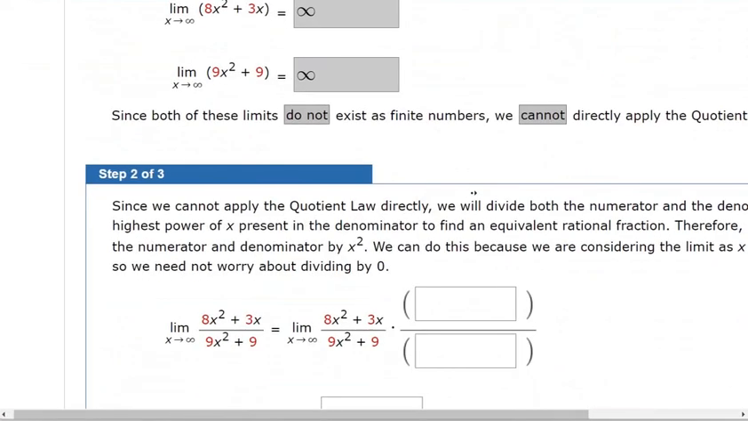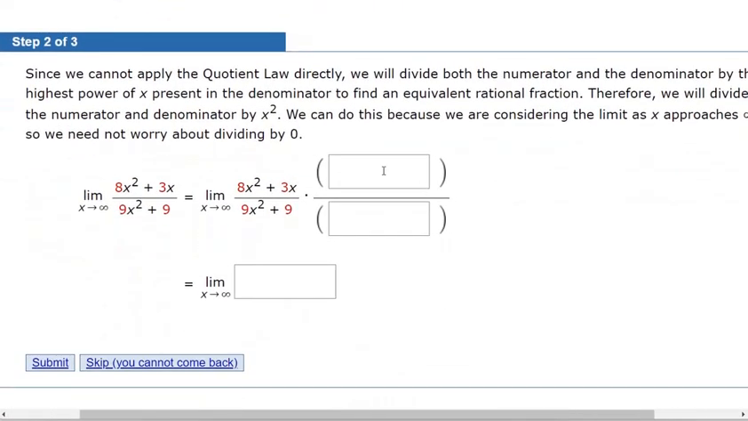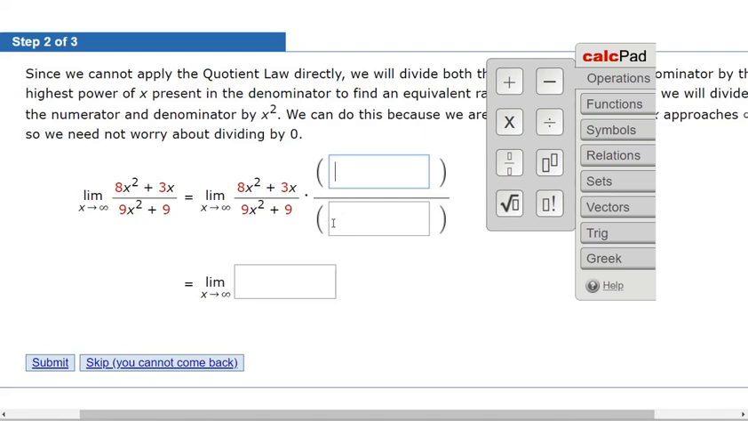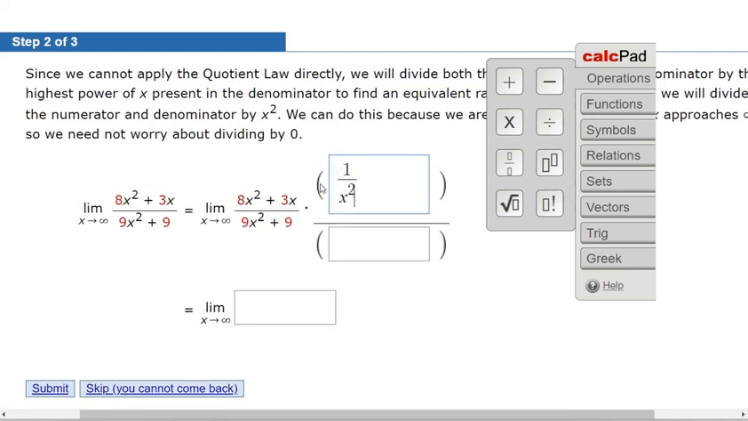Okay, so back to 16. Since we cannot directly apply the quotient law, they want us to multiply the top and the bottom by something that'll help us apply the quotient law. Look, the highest power in the numerator is x squared. So if I multiply the entire top by 1 over x squared, I'm going to cancel out that highest power.